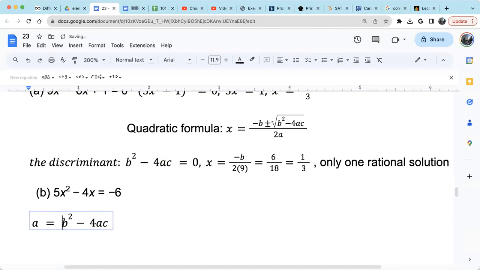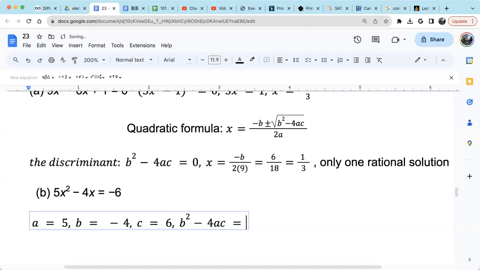A equals 5. A is the number before x squared. B is the number before x, which is negative 4. Now C, we have to be very careful. We have to move negative 6 to the left-hand side. It becomes positive 6, right? So C is positive 6.